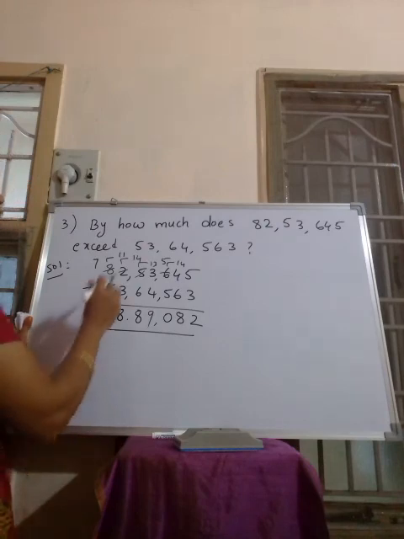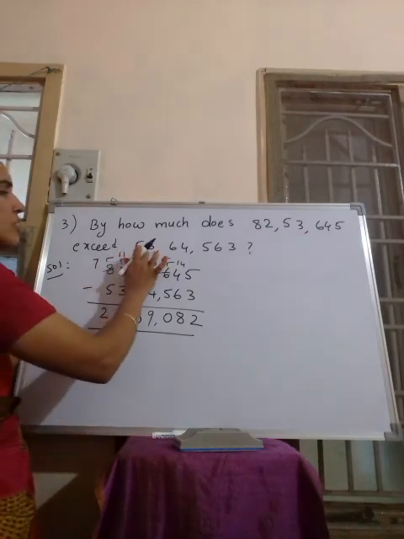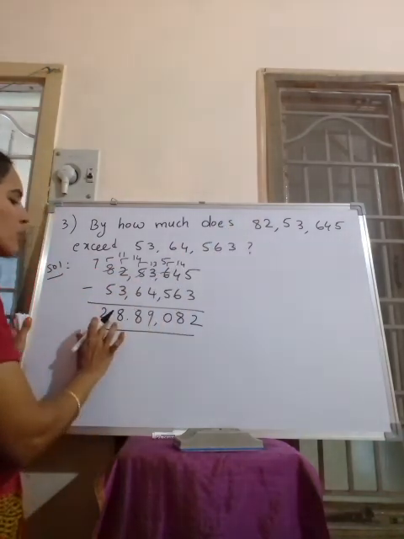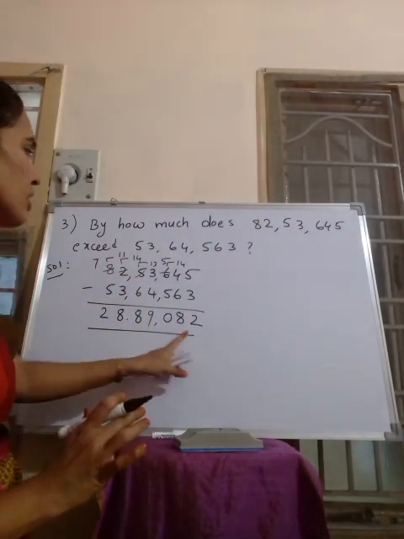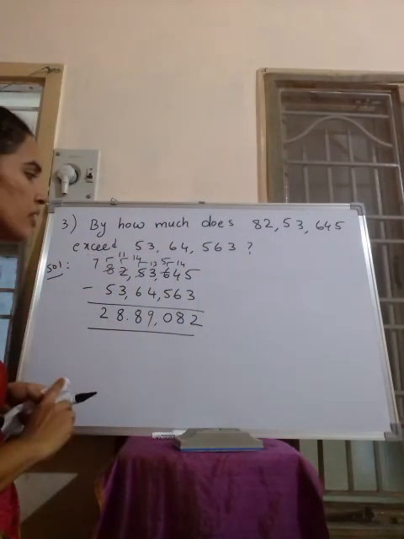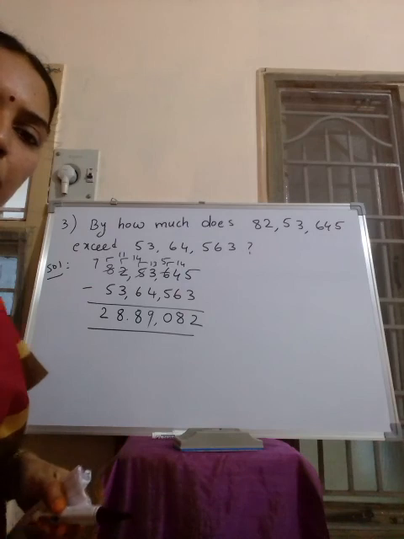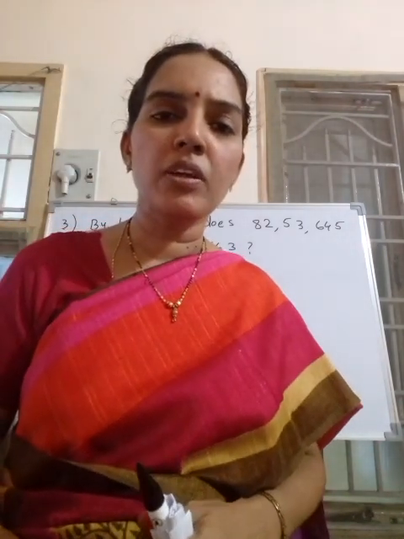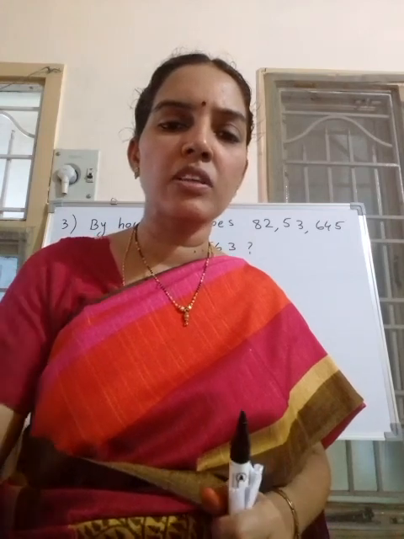Therefore 82 lakh 53,645 exceeds 53,64,563 by 28,89,082. How much is exceeding, how much is it given? What are we doing here? Subtraction. Okay. Thank you. Multiplication, in detail multiplication we will see in the next video.